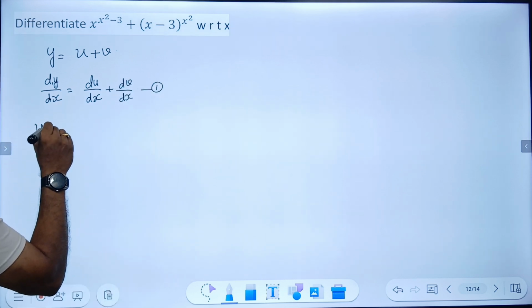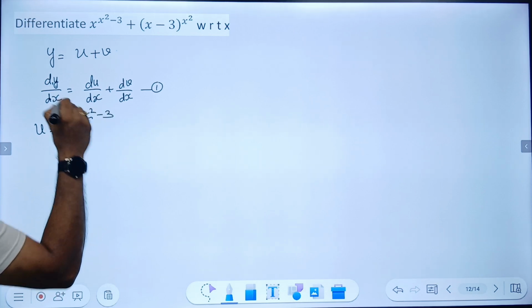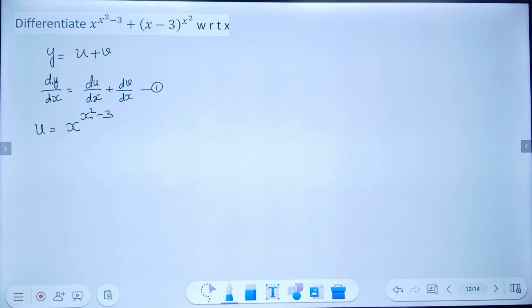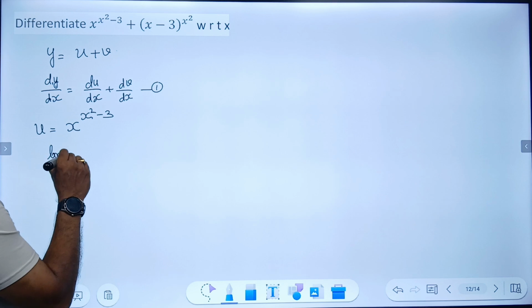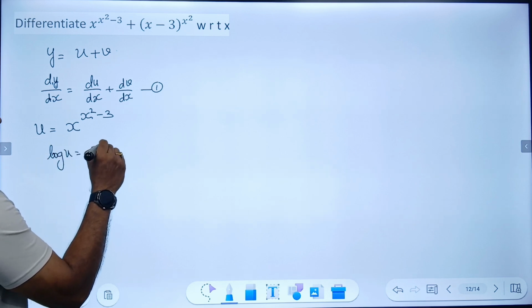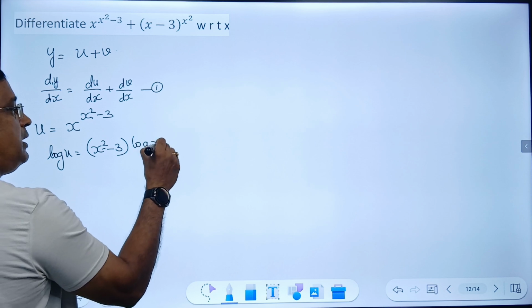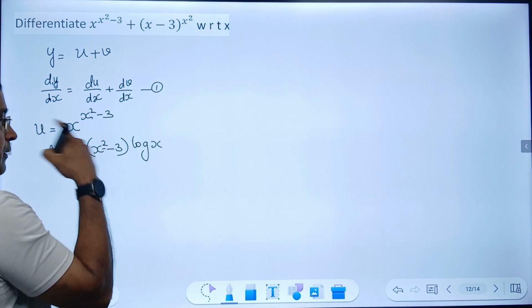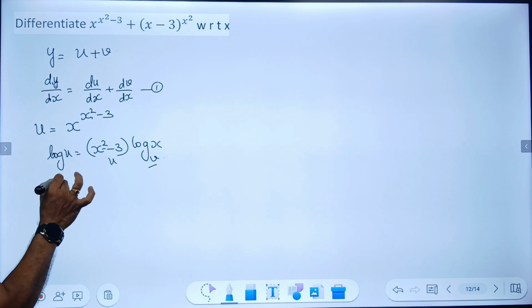What is u? U is x power x square minus 3. U equal to x power x square minus 3. It's variable raised to the power of variable. So what I should do? Take log. Log u equal to x square minus 3 into log x. Am I right? N log a. Now this is u, this is v. What is differentiation of log u?